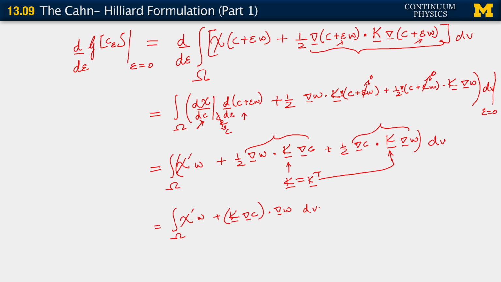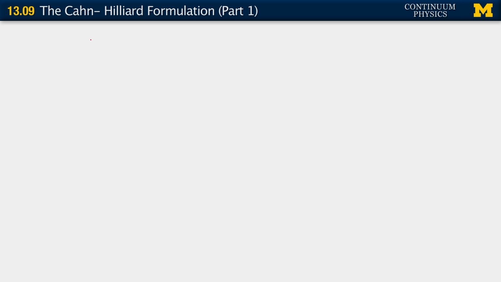Now, what we want to do with this variational derivative is isolate the chemical potential. We isolate this chemical potential by carrying out the usual variational arguments on w. But in order to do that, we need to do one more step, which is we need to get rid of the gradient on w here. So what we are going to do is integrate by parts.